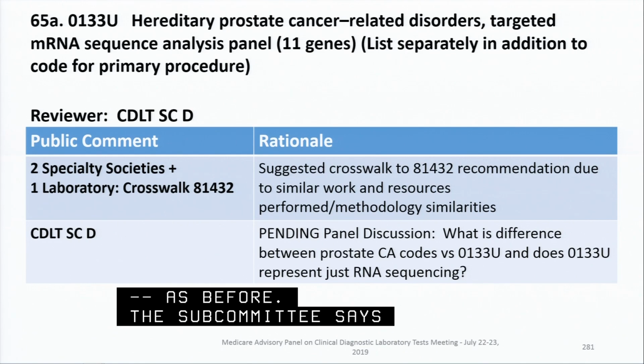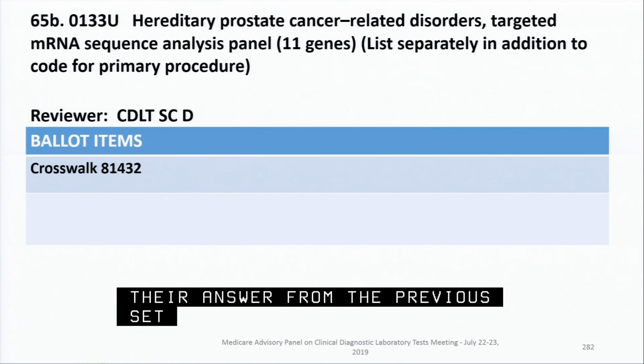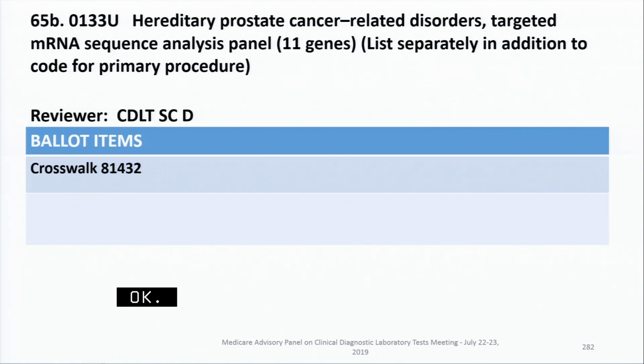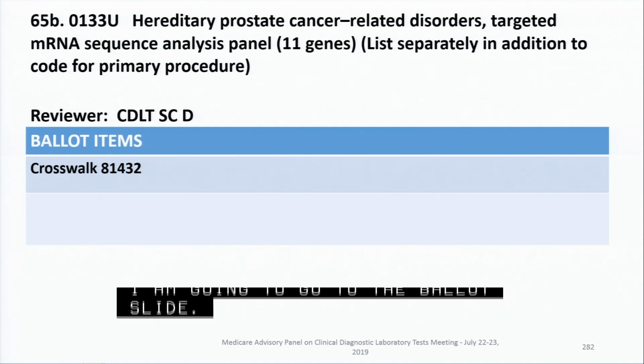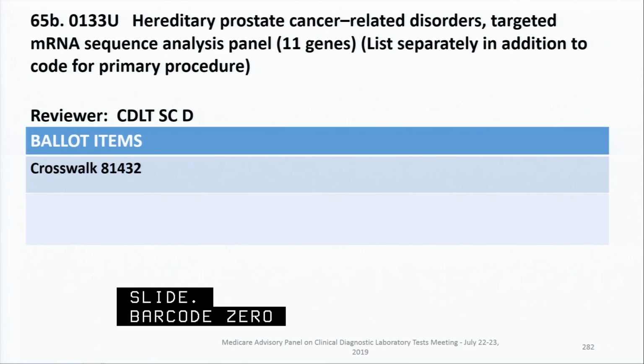Okay, so I'm going to go then to the ballot slide. So for code 0133U, you have crosswalk 81432, and then gap fill, and then please cast your votes.